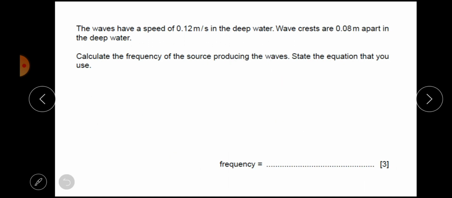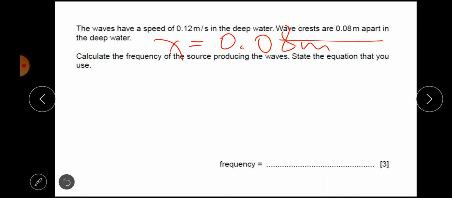The wave has a speed of 0.12 meters per second in the deep water. Wave crests are 0.08 meters apart in the deep water. So what does this tell us? This tells us the frequency and the wavelength. This is the wavelength, 0.08 meters, which is 8 centimeters apart in the deep water.